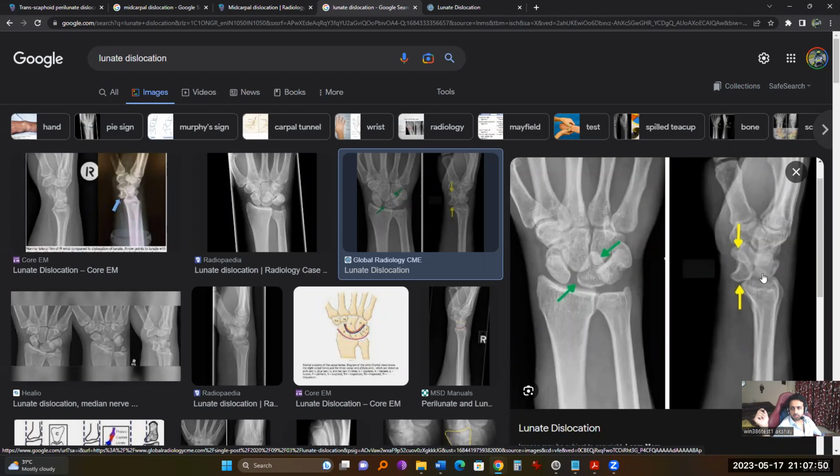So this happens because of a ligament disruption known as radiolunate ligament disruption. From the radius to the lunate, there is a ligament that gets disrupted. Because of that, the lunate goes anteriorly like this. So this is the most severe variety of it.